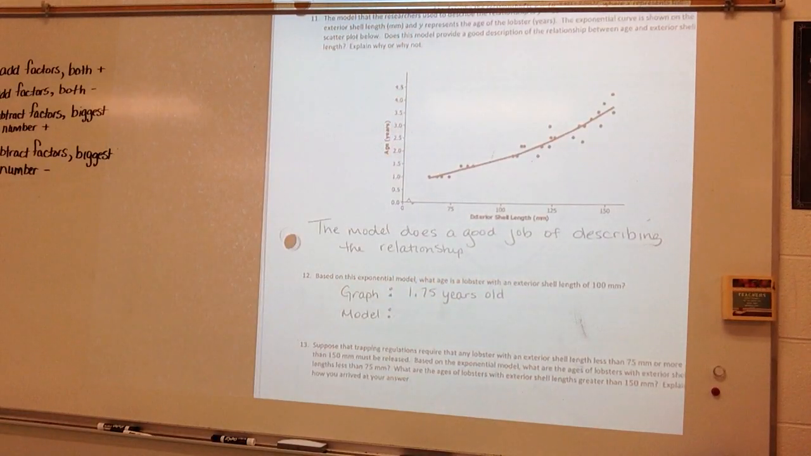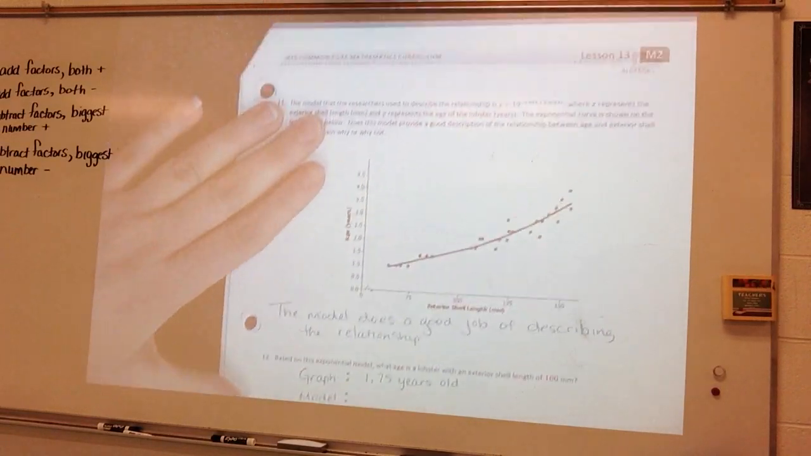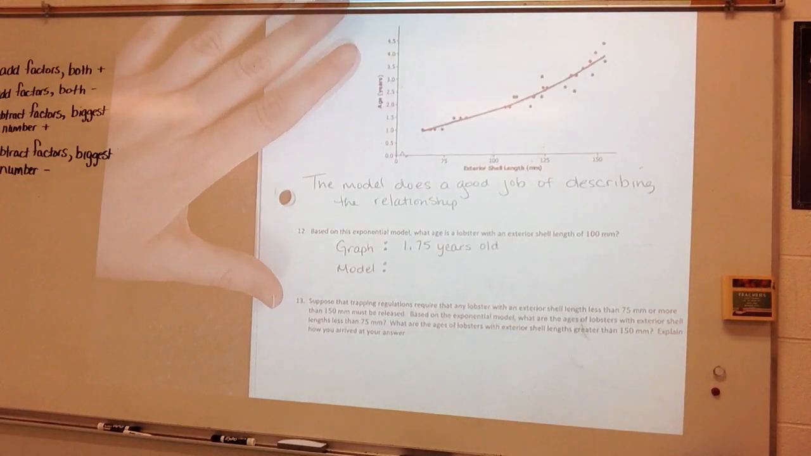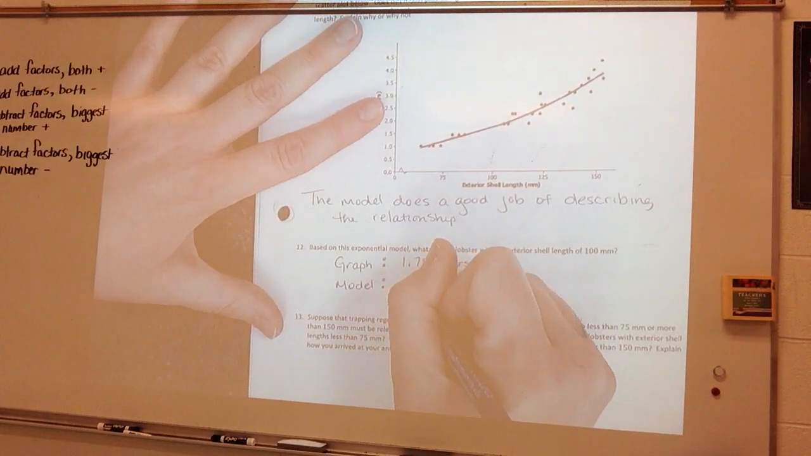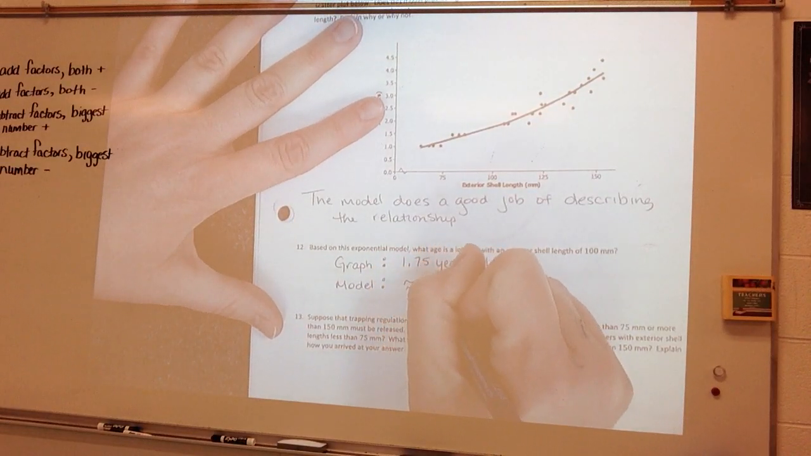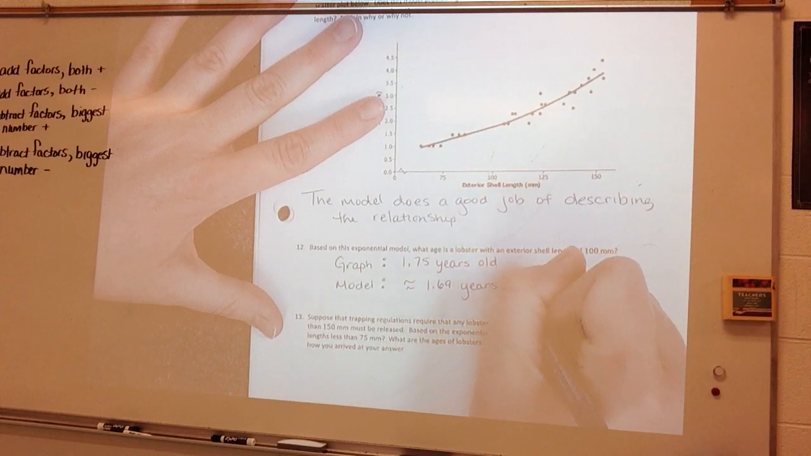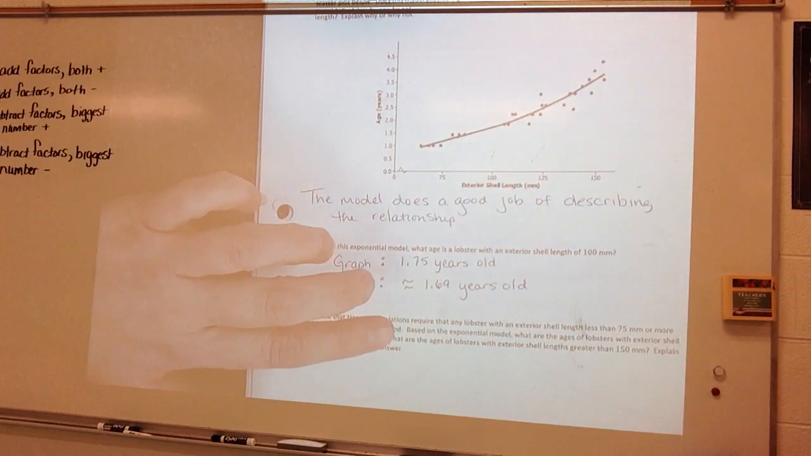All right, from the model, I would plug in 100 for x, and when I do that, meaning I'm plugging 100 into this x right here, I'm going to get approximately 1/6900 years old. All right, so pretty close.